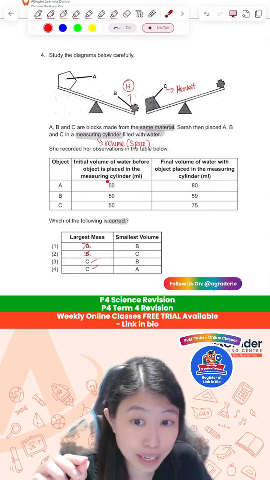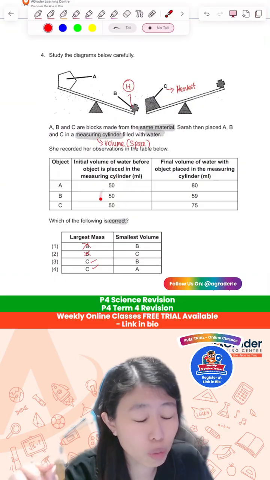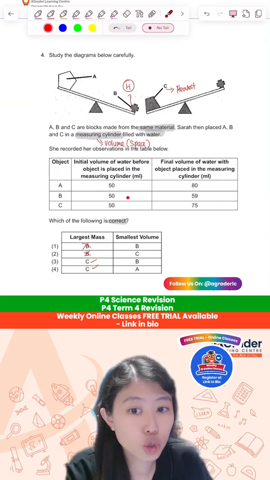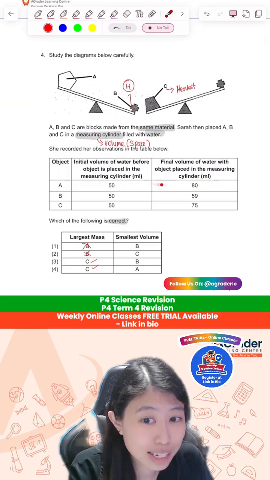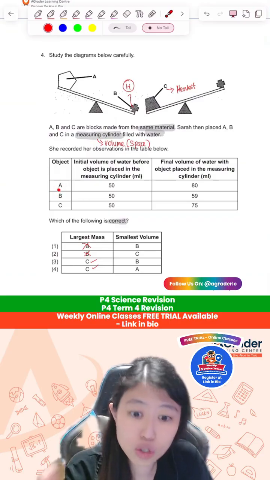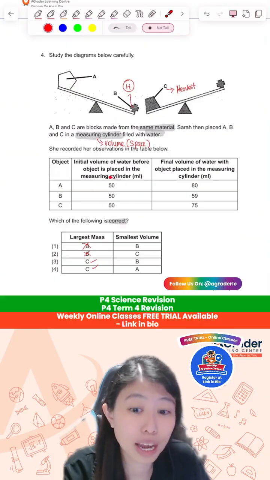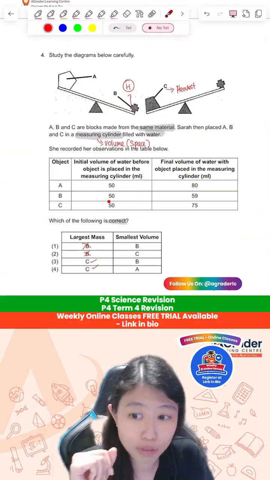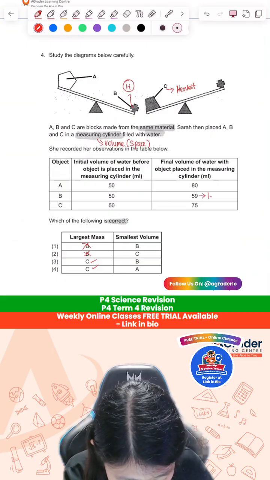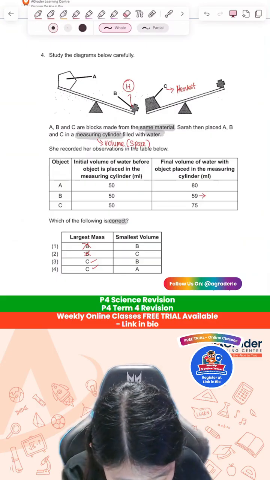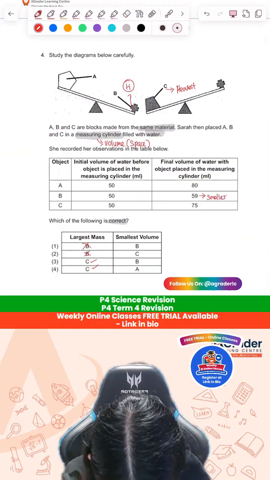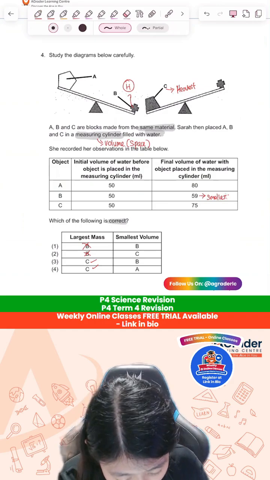In exams, sometimes they can purposely give you the initial volume of water to be different. Maybe one is 20, one is 30, one is 40. So you actually have to use your math, final volume minus initial volume, to get the original volume of the object itself. Depending on the question, this one they are nice enough to make everything the same at the start. So please be very, very careful. For this, the smallest volume is the one that has the least final volume of water. So B has the smallest volume.